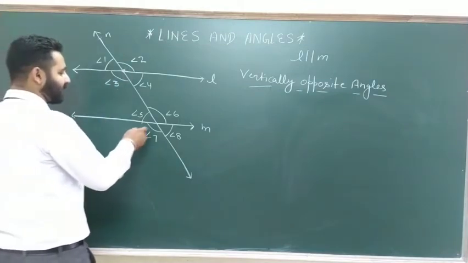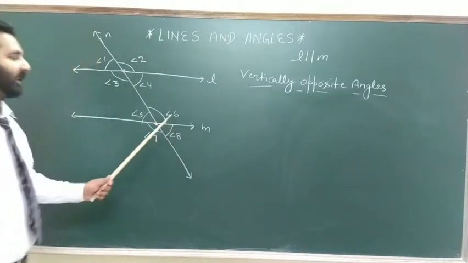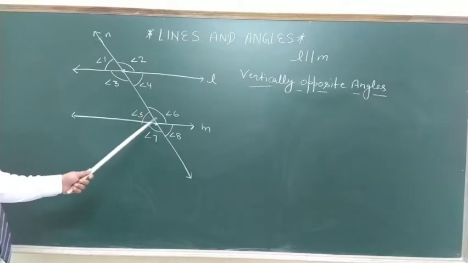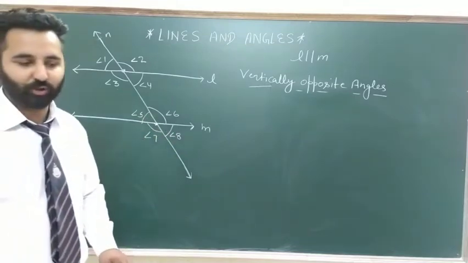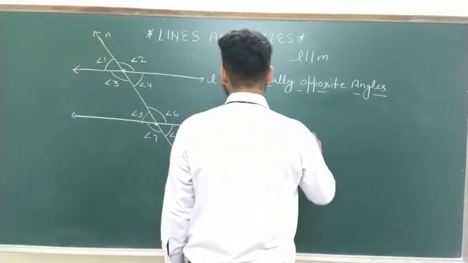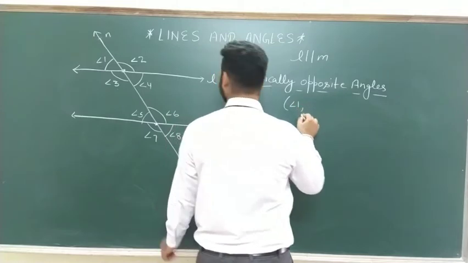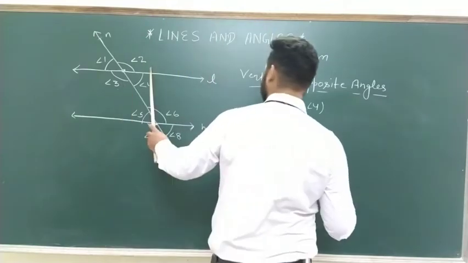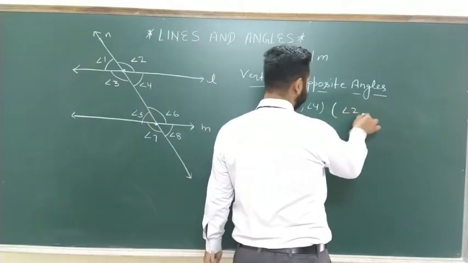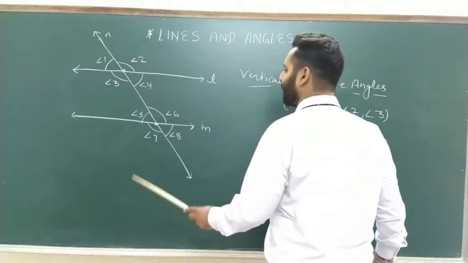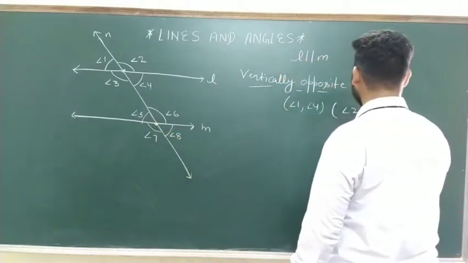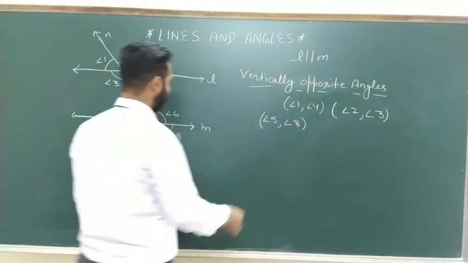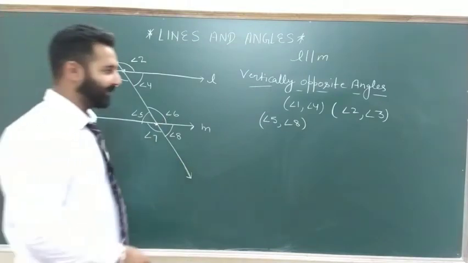Here, if you take this common point, angle 6 and angle 7 are vertically opposite. Same way from this side, angle 5 and angle 8 are vertically opposite. So let me note down. The first pair is angle 1 and angle 4. Next is angle 2 and angle 3. After that, angle 5 and angle 8. And here angle 6 and angle 7.